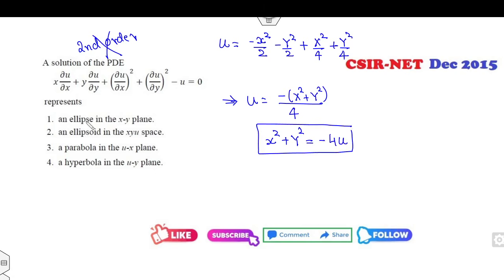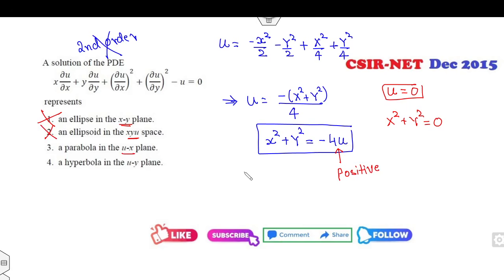Now look at the first, the xy plane. On the xy plane, u will be 0. Once u is 0, the equation will be x square plus y square is 0. Is that the ellipse? No. For the ellipse, it must be non-zero. On the xy plane, is it an ellipsoid? No. For the ellipsoid, this quantity must be positive, but it is not always positive for different values of u. That is not an ellipsoid.